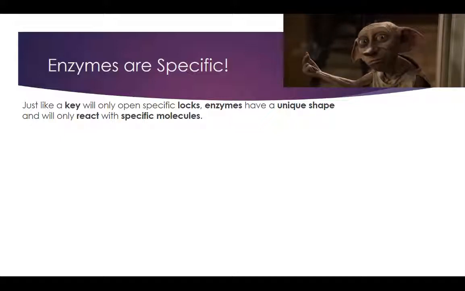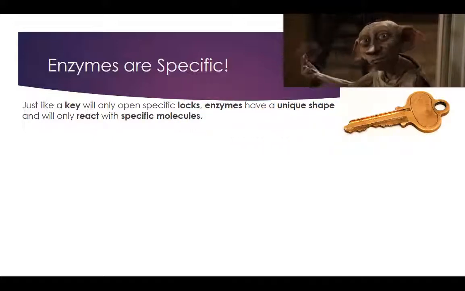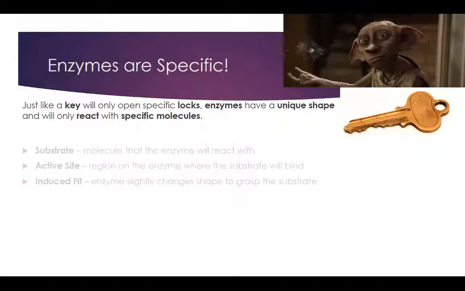Okay, let's keep going. Enzymes are very specific. So just like a key will only open specific locks, enzymes have a unique shape and only react with specific molecules. The key has to have the right shape. If it doesn't have the right shape, it's not going to unlock the specific door. And enzymes are exactly the same way.